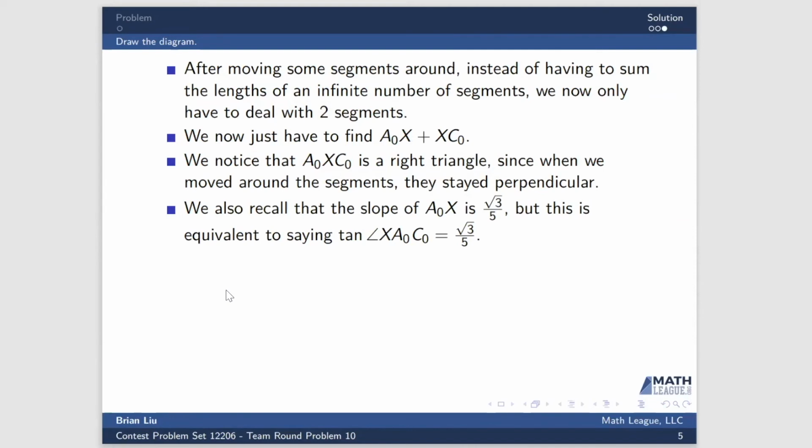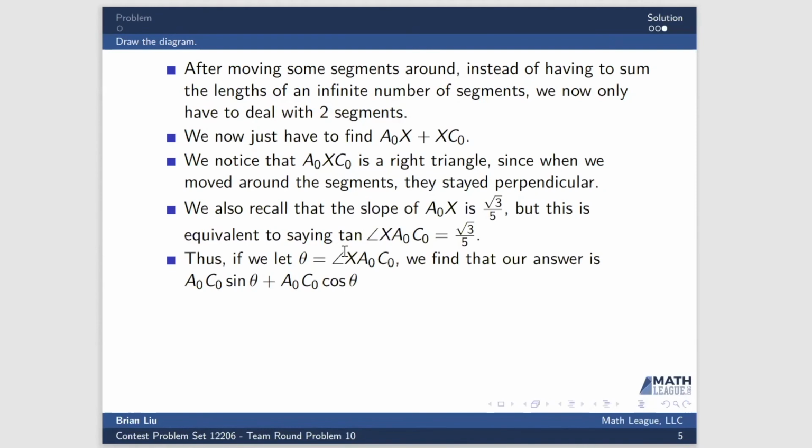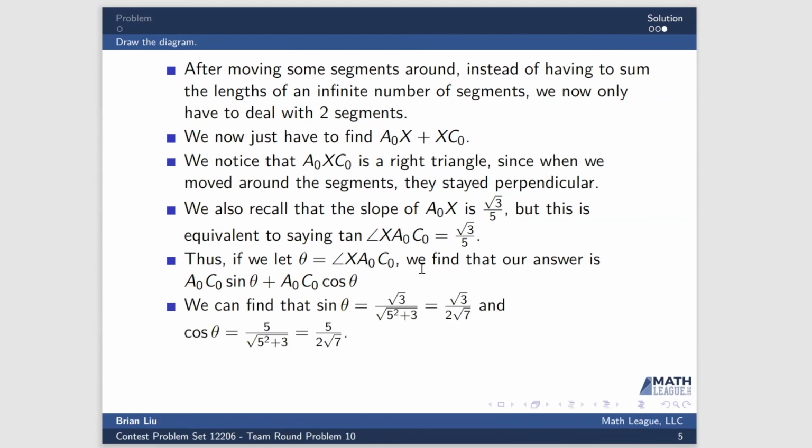We now know enough about the triangle to figure out everything about it, because theta is something we can figure out, and A0C0 is the hypotenuse, which we're told is 2. So what we've reduced it to is evaluating A0C0 times sine theta plus A0C0 times cosine theta. We can do this because we know the tangent of theta. Using some trig identities, we get that sine of theta is √3/(2√7), and cosine of theta is 5/(2√7).